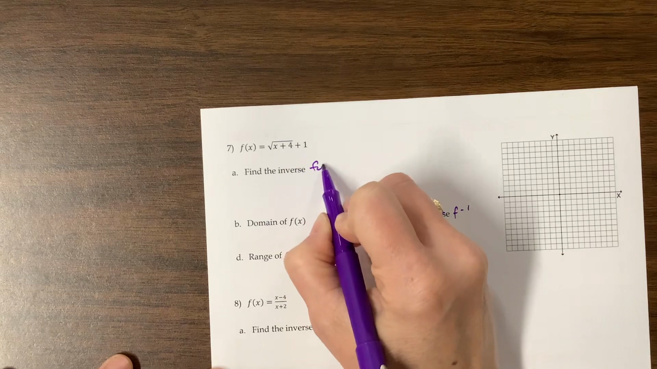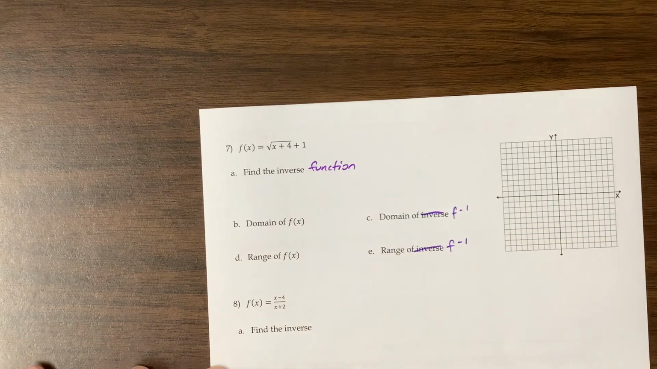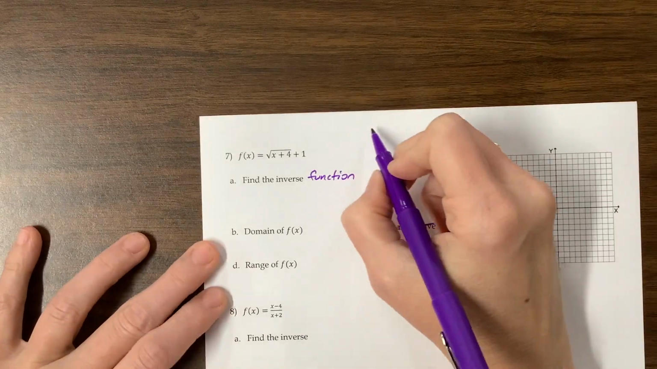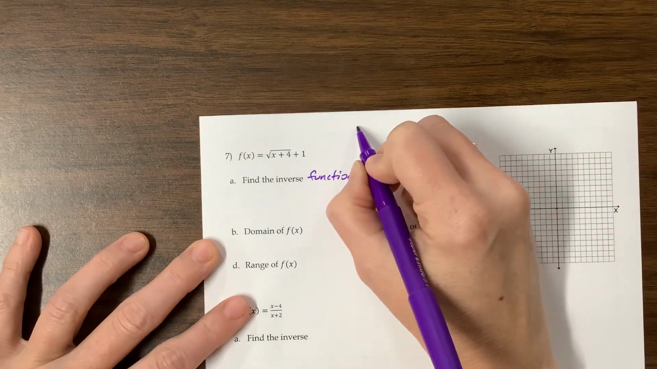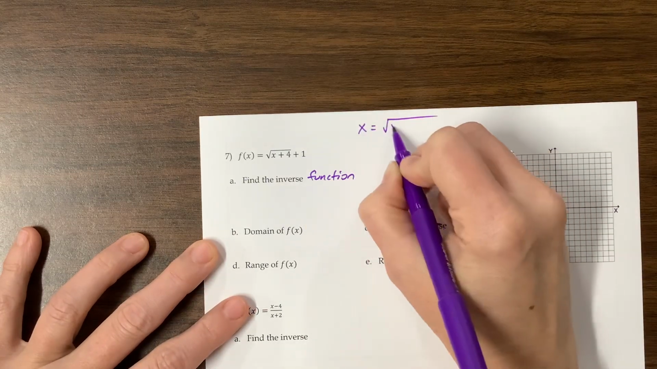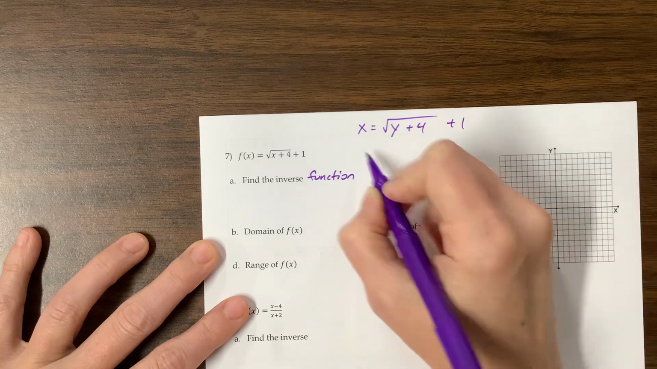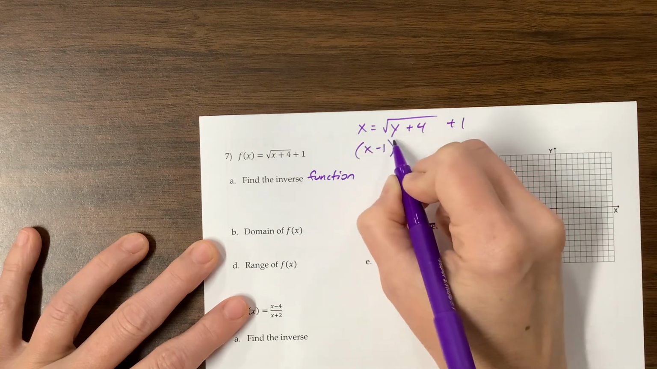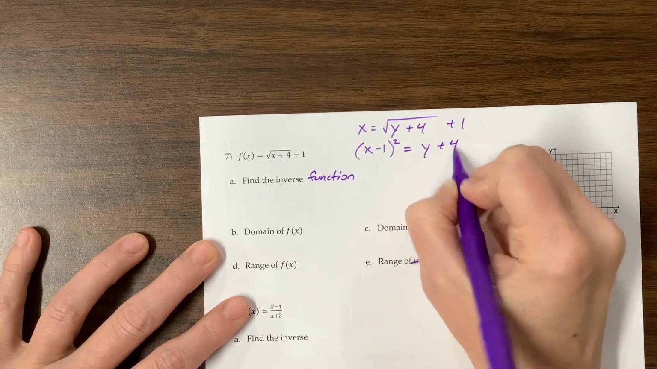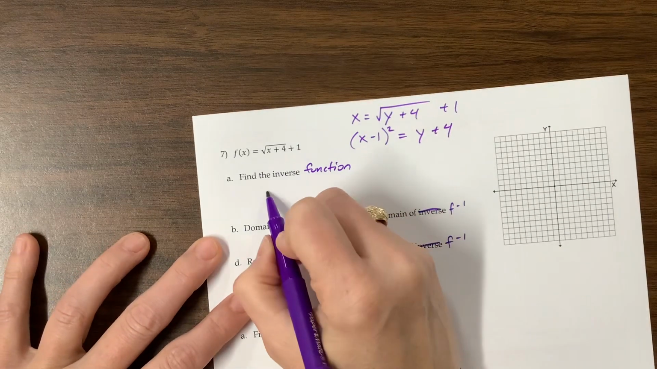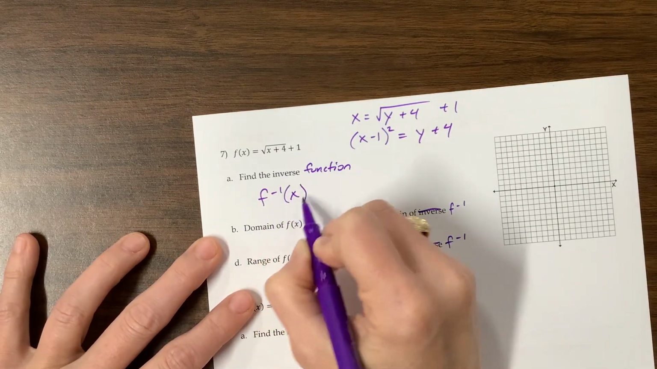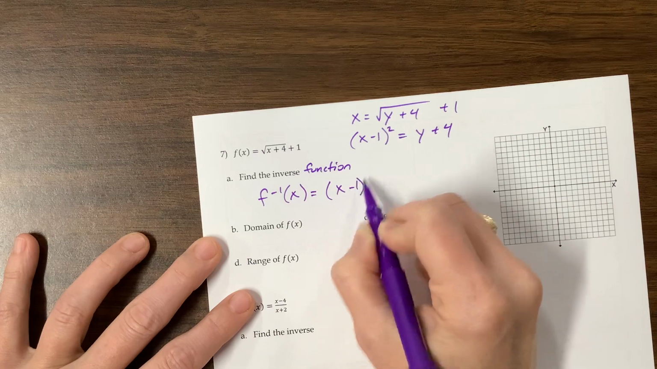Find the inverse function. On this one, I'm going to switch x and y. x is equal to the square root of y plus 4 plus 1. Subtract 1. Square both sides. Now we're going to subtract 4. And so the inverse function is f to the negative 1 of x is equal to (x minus 1) squared minus 4.